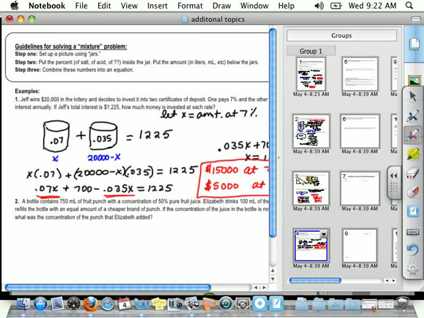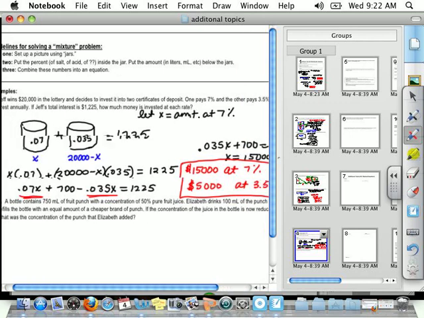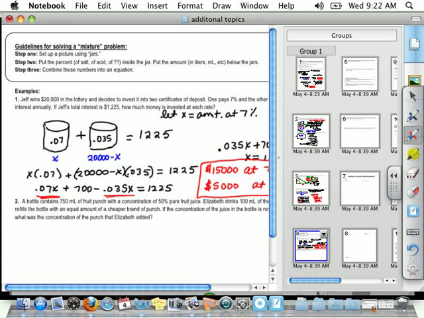Okay, so let's try the next one. It says a bottle contains 750 milliliters of fruit punch with a concentration of 50% pure fruit juice. Elizabeth drinks 100 milliliters, and then she refills the bottle with an equal amount of a cheaper brand of punch. I don't know why. If the concentration of the juice in the bottle is now reduced to 48%, what was the concentration of the punch that Elizabeth added?